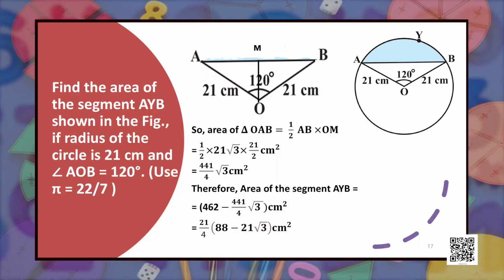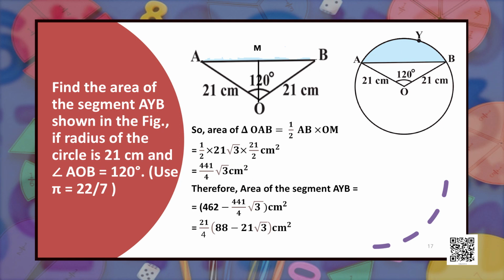We have area of triangle OAB as half base into height, right? And what is base? Base is AB, and OM is the height. We have already calculated the length of AB as well as OM. Now, AB is 21 root 3, substituting the value, and OM is 21 by 2. Calculating all this, we have area of the triangle OAB as 441 root 3 divided by 4.